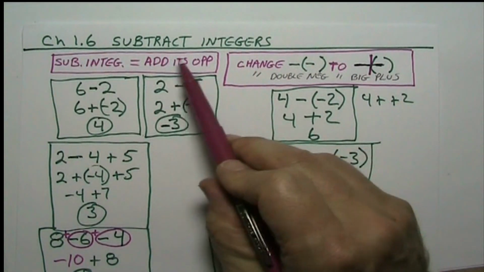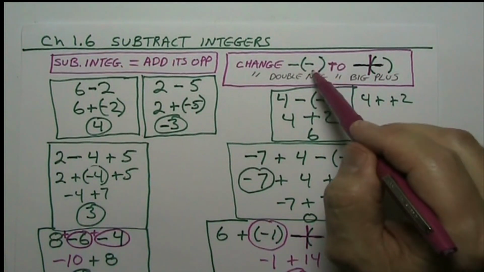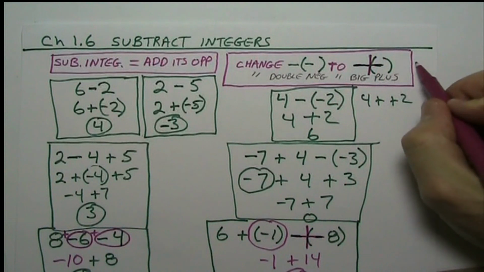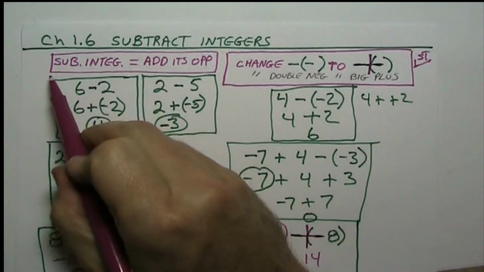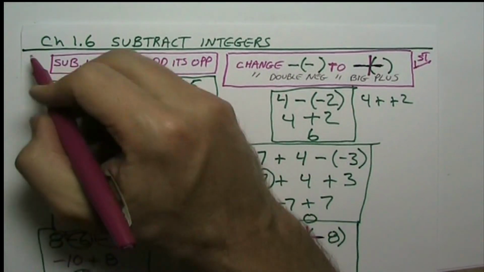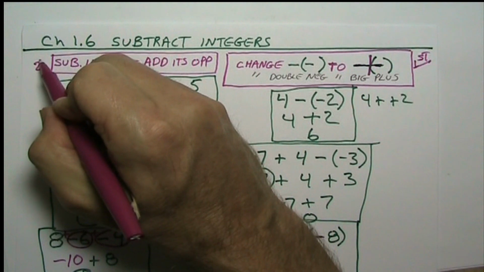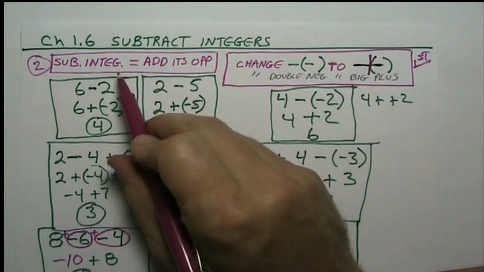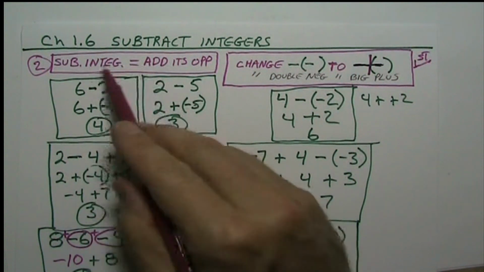Okay, now I know we learned this in a different order, but I want you to do this first. Changing double negatives to a positive. Do this first. Do it first. And this one, subtracting integers, I think it's opposite. Okay, do that second. So do this first, change double negatives to positives, big pluses, and then do the second part.